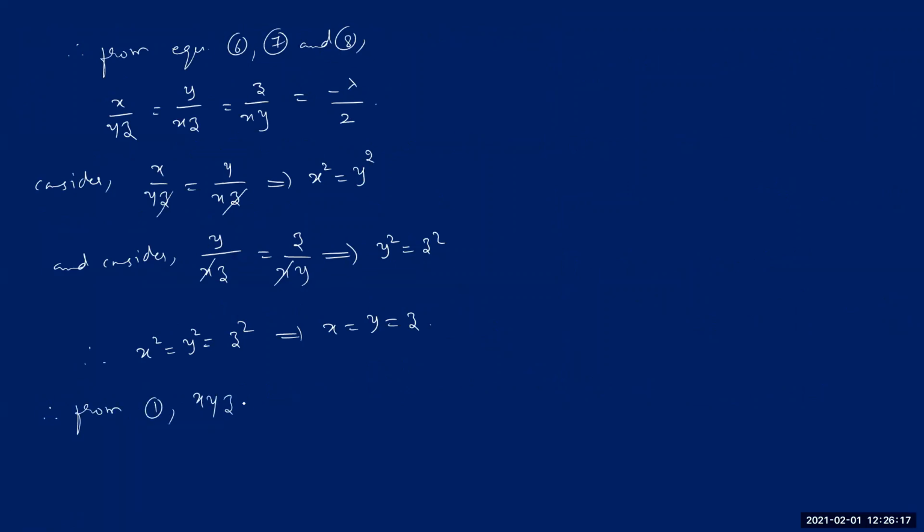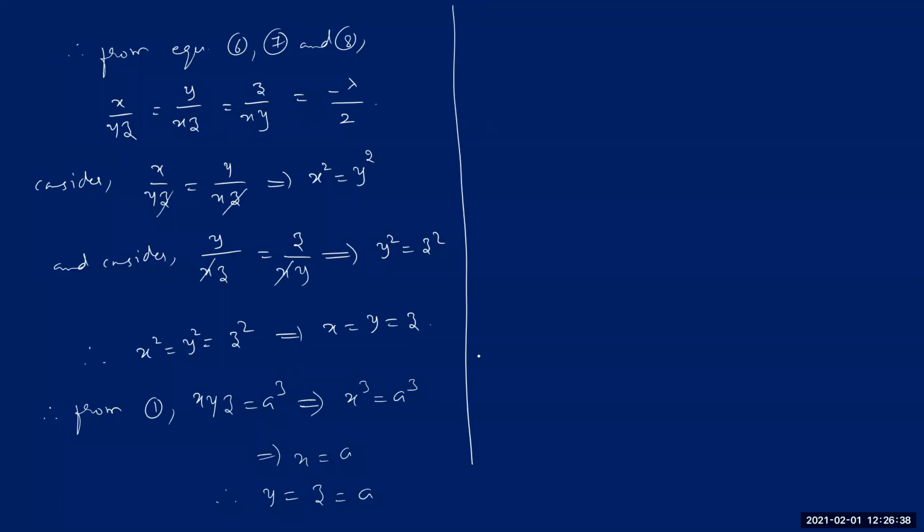we have xyz equals a cube. Because x, y, and z are all equal, we get x cube equals a cube, from which we can write x equals a. And when x is a, automatically y and z are also equal to a. Right? So you are getting only one stationary point. Therefore, the only stationary point is (a, a, a), right?